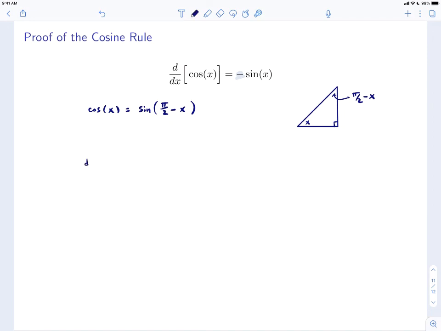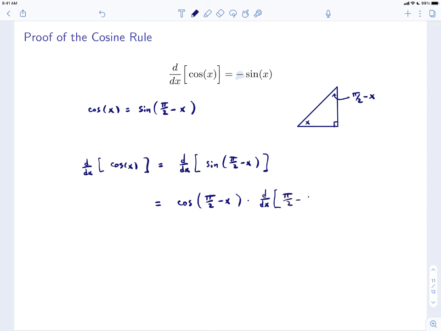Now if we differentiate with respect to x, this cosine term, that's the same as the derivative with respect to x of sine of pi over 2 minus x. But now it's the derivative of a sine. So if we know the derivative of a sine, then we can say, okay, well the derivative of sine of a thing is cosine of that same thing, pi over 2 minus x. But now we have to multiply by the derivative with respect to x of whatever's inside there, which is pi over 2 minus x. The derivative of pi over 2 minus x is equal to -1.